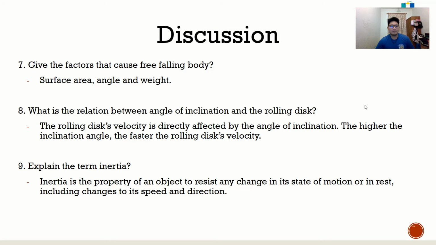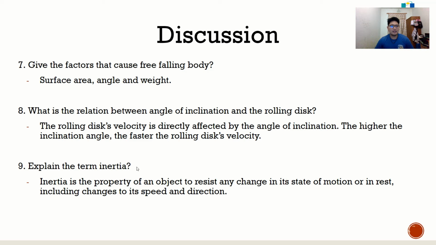Good day, everyone. My name is Keneth, and I'm going to present discussion part 2 and the conclusion. For number 7, the factors that affect a free falling body are the surface area, angle, and weight. The relation between the angle of inclination and the rolling disc is that the rolling disc velocity is directly affected by the angle of inclination. The higher the angle, the faster the disc velocity.